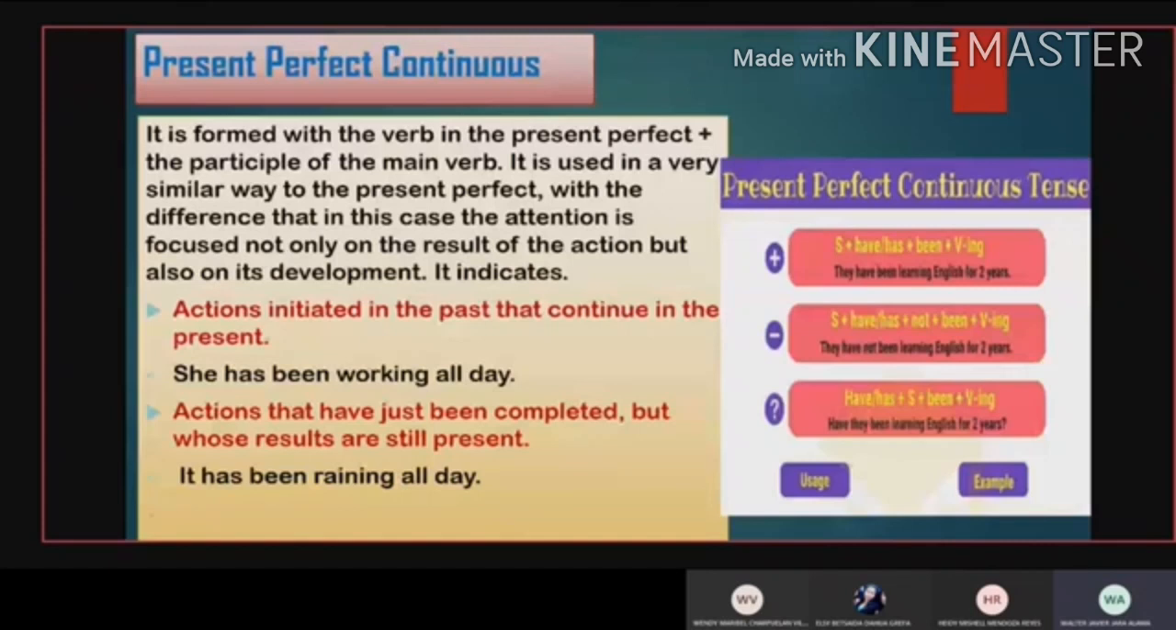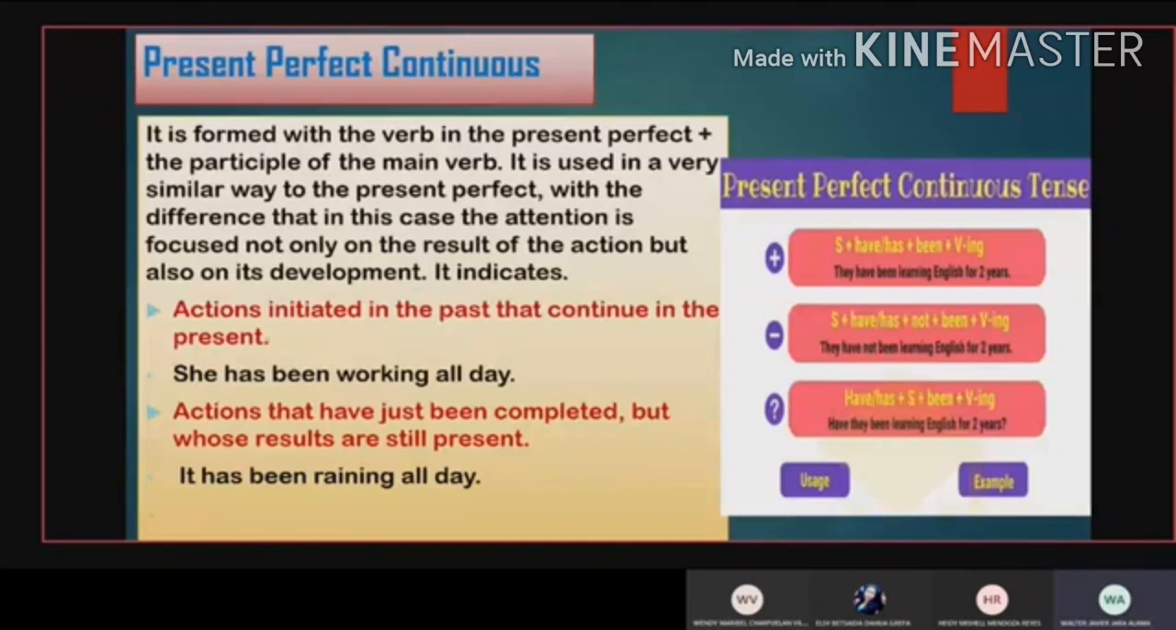For example, she has been working all day. Actions that have just been completed but whose results are still present. For example, it has been raining all day. The structure: subject plus have/has plus been plus verb in ing plus complement.